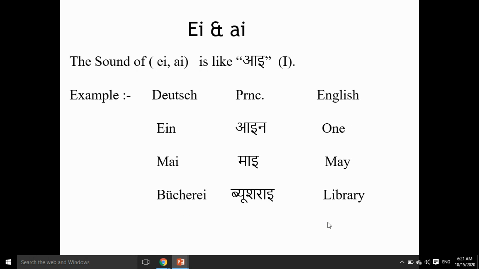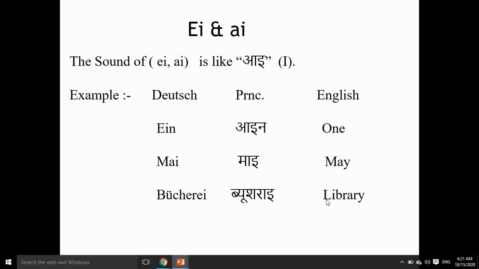Next is ei and ai. The sound of ei and ai is like "eye". For example, first is ein. Ein means one. Next is Mai. Mai means May. Next is Bücherei.